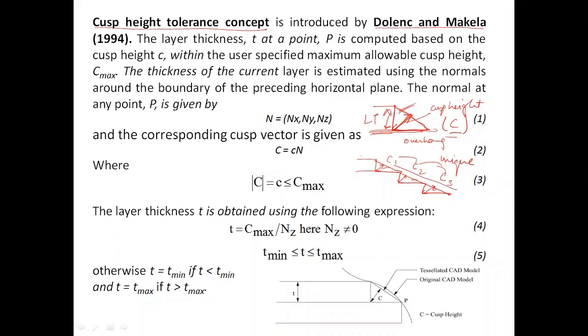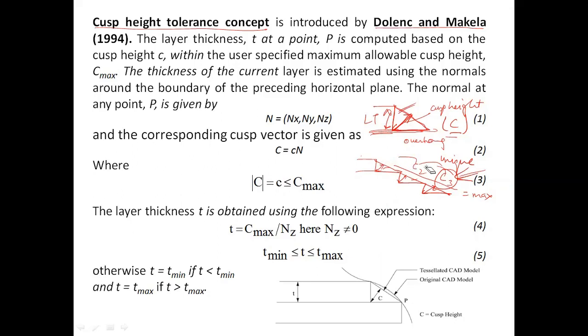Out of those n cusp heights, you have to find the value of the maximum C. In this example, which of these three will have the maximum value? Let us assume C3 is maximum. Then he said this is going to be the maximum surface roughness that is generated. Hence, the layering process will be done according to the maximum surface roughness that is created due to the maximum cusp height.